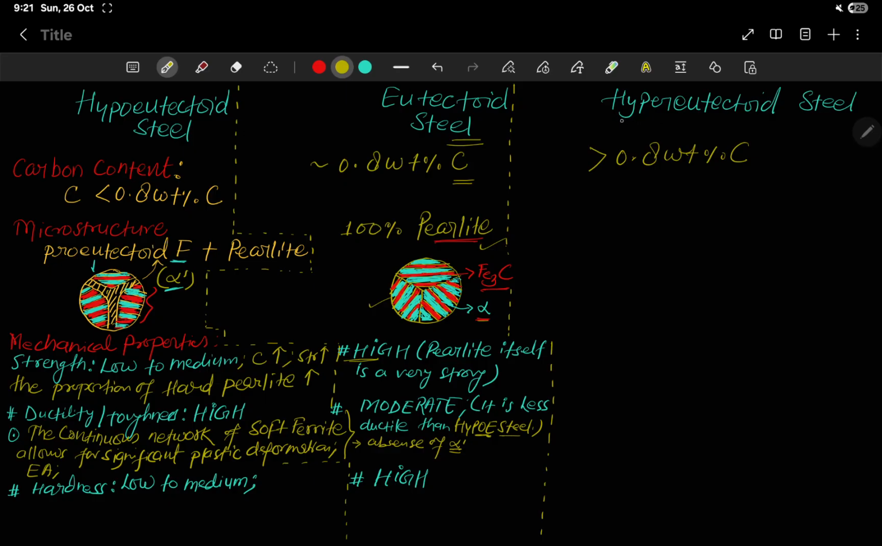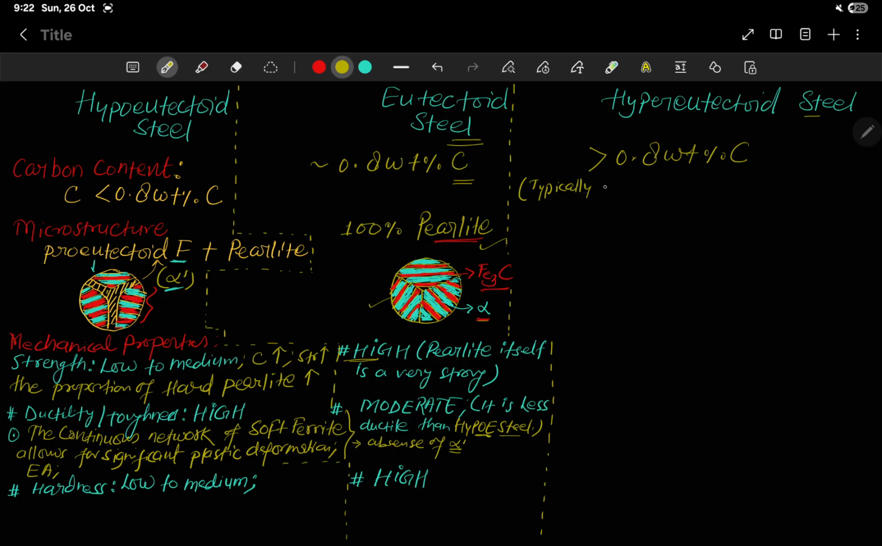Now let's come to hypereutectoid steel. In hypereutectoid steel, the carbon content is greater than 0.8 weight percent. If you see the first diagram of the iron carbon diagram, we have a limited maximum concentration. The concept is greater than 0.8 weight percent, but generally it is kept up to 1.5 weight percent.